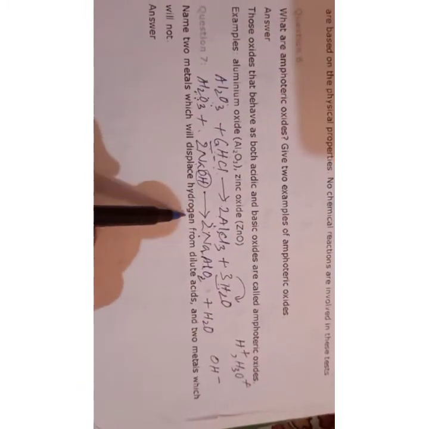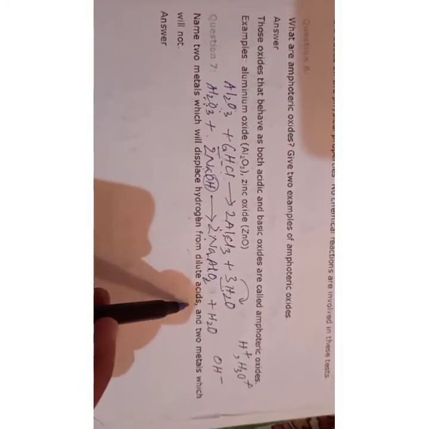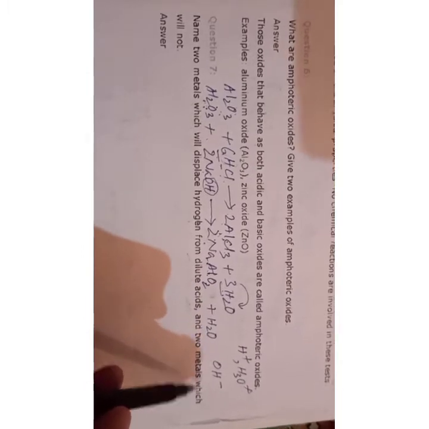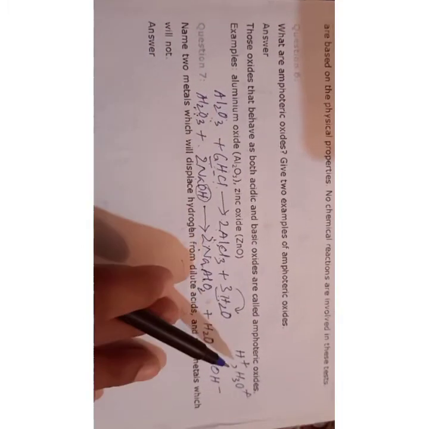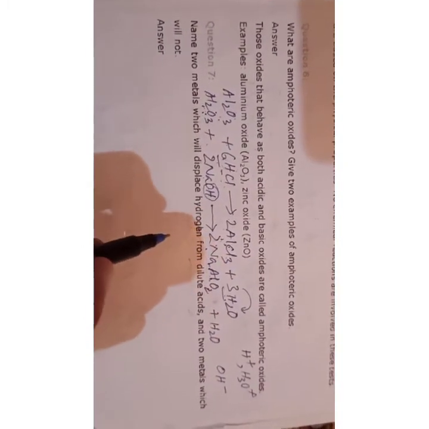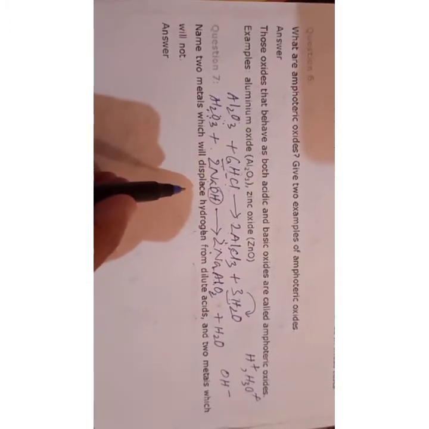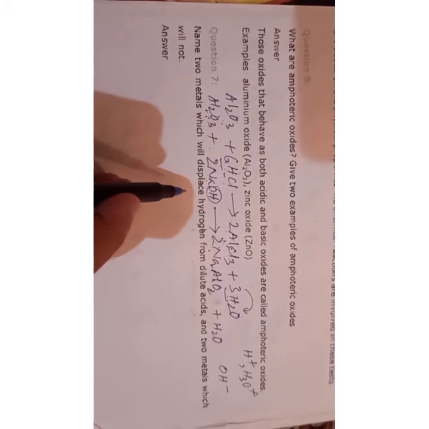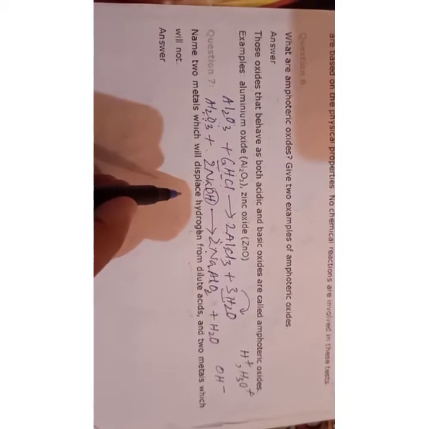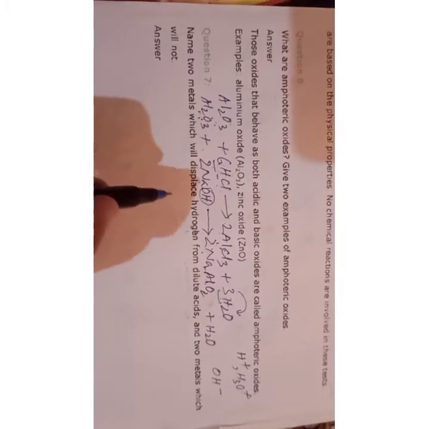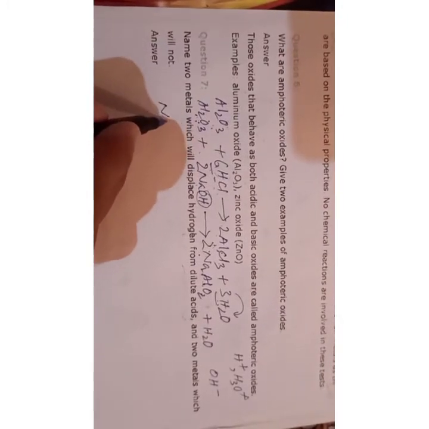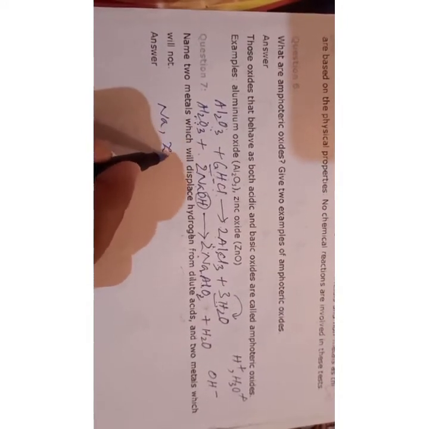The next question is: name two metals which will displace hydrogen from dilute acid and two metals which will not. So we can write: metals which lie above hydrogen in the reactivity series can displace hydrogen from dilute acid. That is most important. As for example, sodium and zinc can displace hydrogen easily.